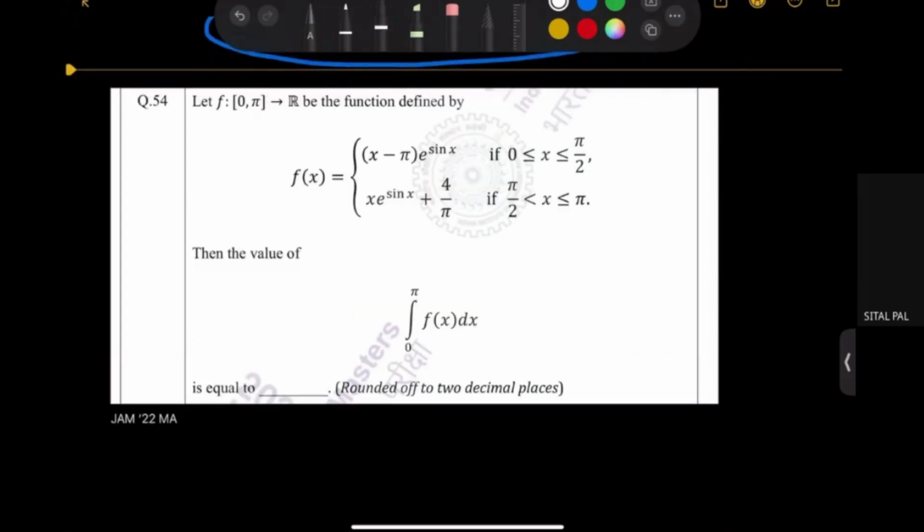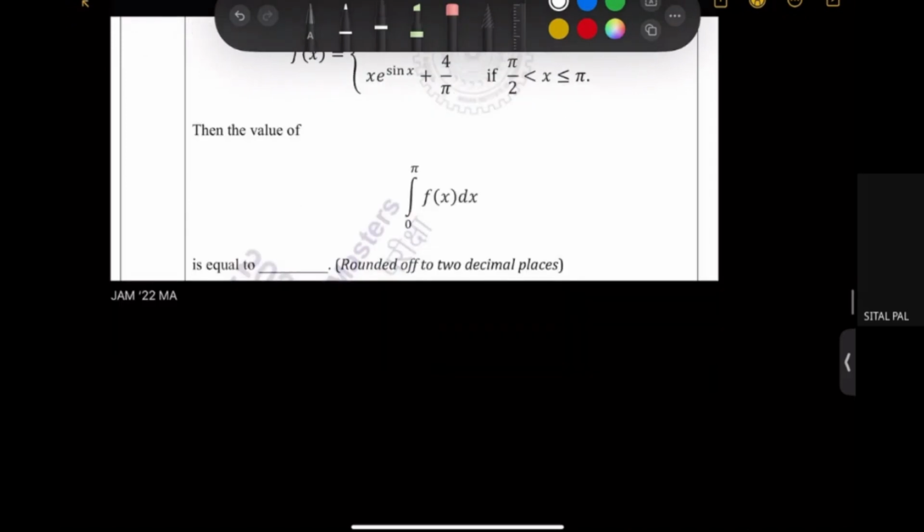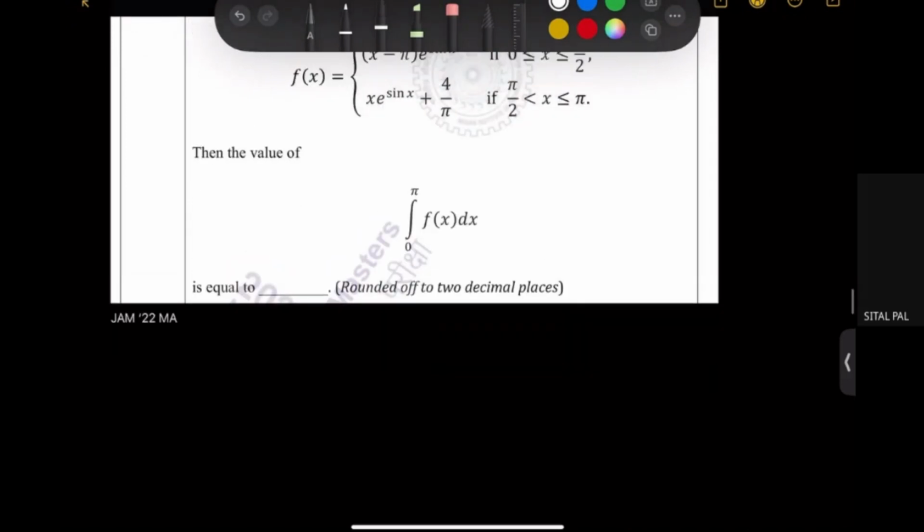So f is a function defined by f(x) to be something when x lies between 0 and pi by 2, and when x lies between pi by 2 and pi, f(x) is something else. You are asked to find the integral of f(x) over 0 to pi.